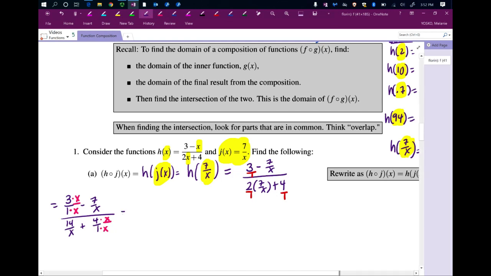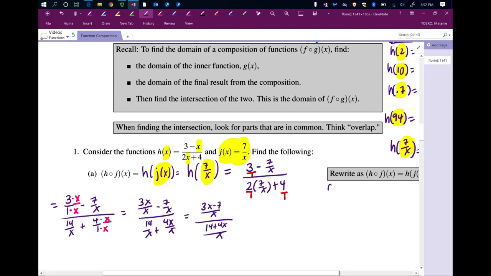And then you clean it up. This is 3x over x minus 7 over x, and you have 14 over x plus 4x over x. Common denominator of the numerator is x, so I rewrite the common denominator and combine the numerators. Same thing on the bottom. Common denominator is x, I combine the numerators.